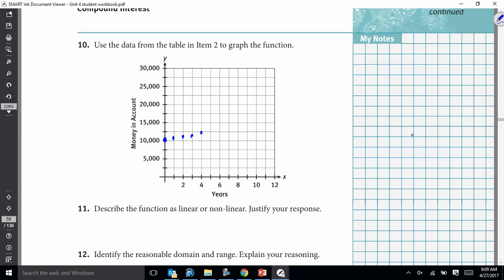5 years? 6 years? 7 years? 8 years? 14,773. 9 years? 15,511. 10 years? 65.